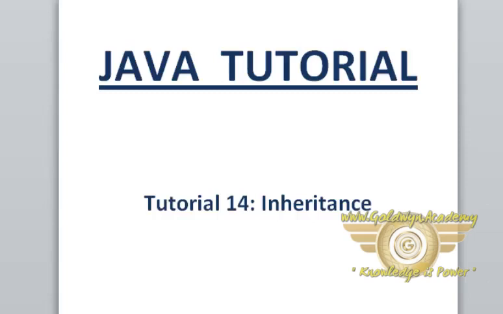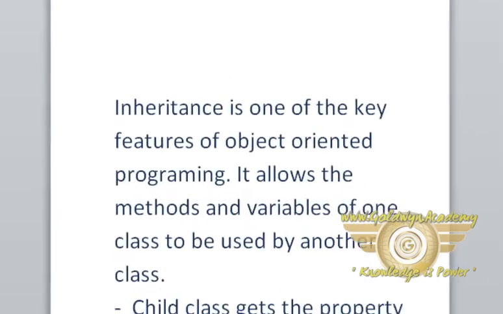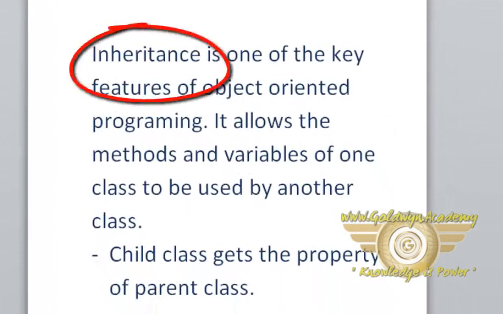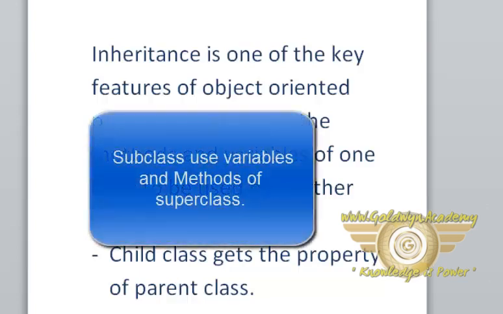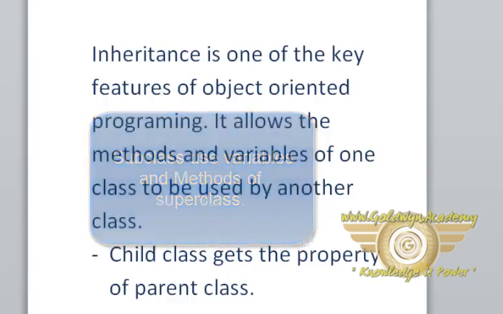In this tutorial, we are going to learn about inheritance, one of the important topics of object-oriented programming language. Inheritance is one of the key features of object-oriented programming. It allows the methods and variables of one class to be used by another class, which means there are two classes. One is superclass and another one is subclass. So the subclass can inherit variables and methods of the superclass.